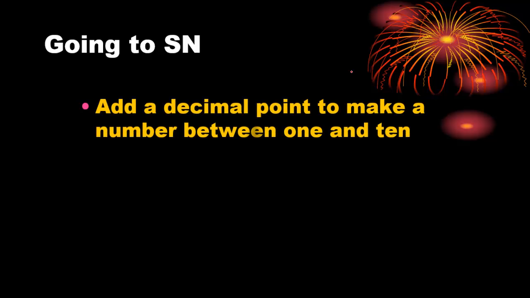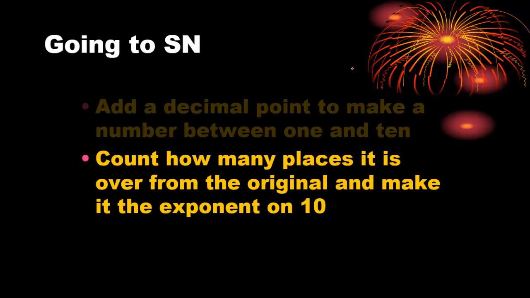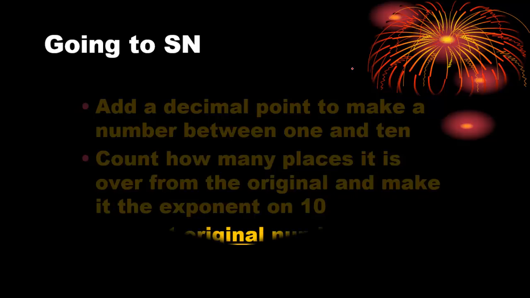So the first thing we're going to look at is taking a number and writing it in scientific notation. So what we're going to do is add a decimal point to a number to make a number between 1 and 10. Now, the number may already have a decimal point, which means we're going to put a new one in. If it doesn't, we're going to put one in. Then we're going to count how many places it is over from the original and make it the exponent on 10. So we're going to see where that new one is, how far over it is from our original one, or if we didn't have one, how many places we moved it over from the end of the number.